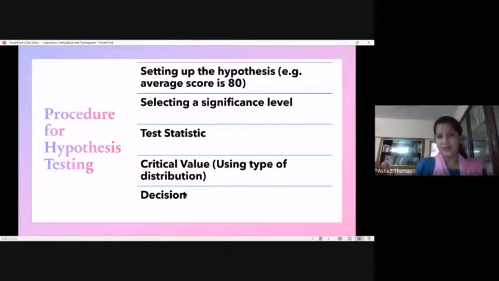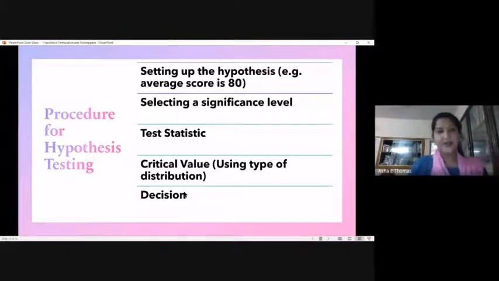There is 5% risk. Suppose in this case the average percentage of marks in the class is 80. That's the null hypothesis. So the chance of rejecting the null hypothesis is defined as 5%. There is a 5% risk of rejecting it when it is true, when it is 80. That's what we call the significance level.